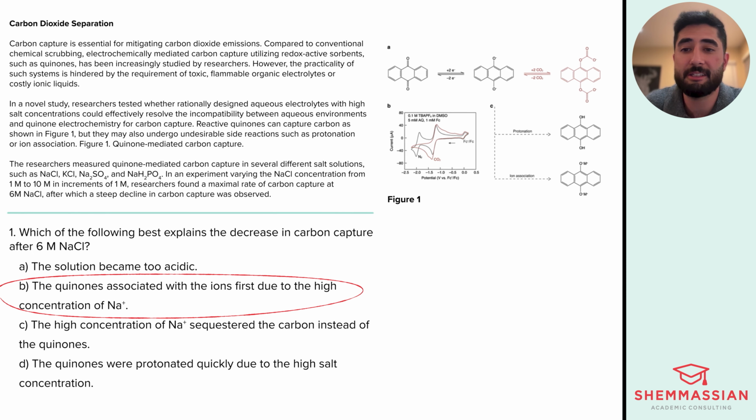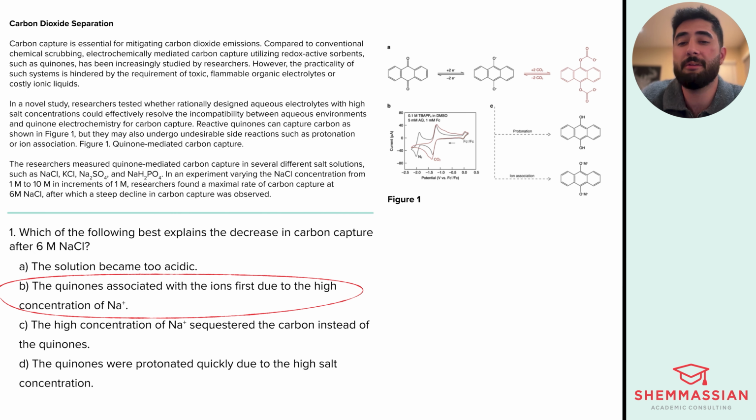We can also look at the other answer options. For A, the sodium chloride is not going to change the acidity of the solution, so that one's going to be out. When we look at C, one thing we want to think about is that the sodium binds to the quinone molecules, not the carbon. It just wouldn't make sense for it to attach to the carbon. And so C would be out. And then for D, sodium chloride doesn't protonate the quinone molecules because it doesn't introduce hydrogen ions into the solution. And so it can't protonate things.